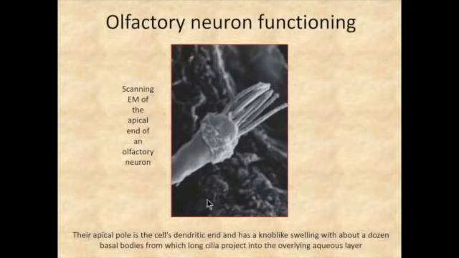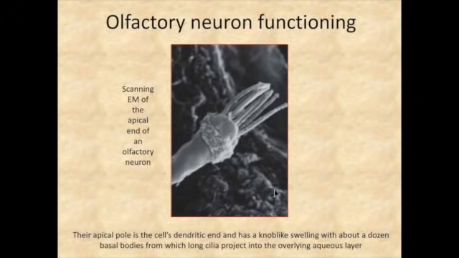Okay, so this is a scanning EM of the apical end of an olfactory neuron, and you can see the cilia projecting outwards. And I really liked it. I don't know, it just sort of gave me a better feel for these olfactory neurons. I just liked it. I'm just gonna leave it with that.